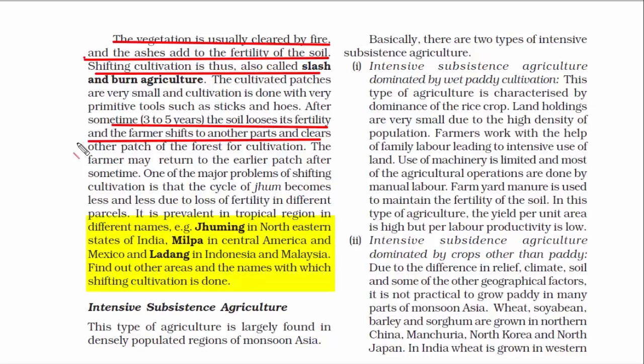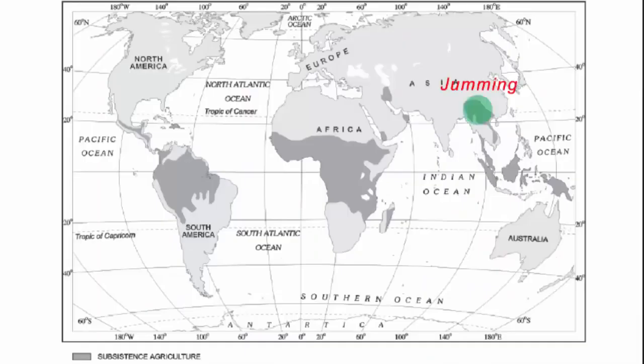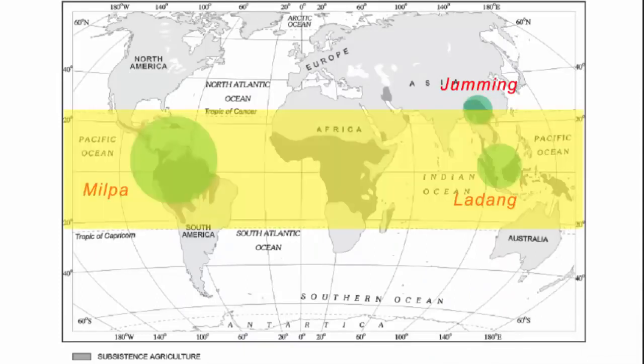This type of agriculture is named jhumming in the northeastern states of India. It's named milpa in Central America and Mexico. In Indonesia and Malaysia, it is called ladang. Let me show you the places on a world map that are famous for primitive subsistence agriculture. If you notice, all places are in tropical regions.